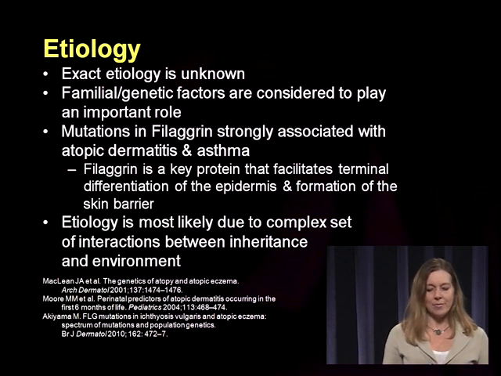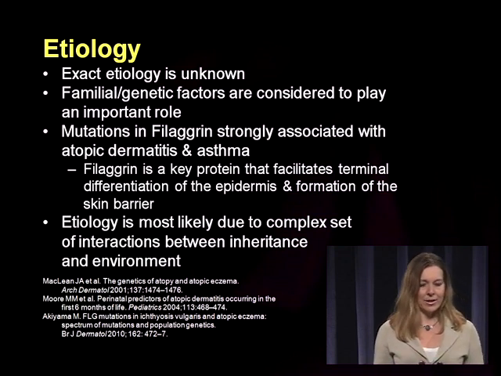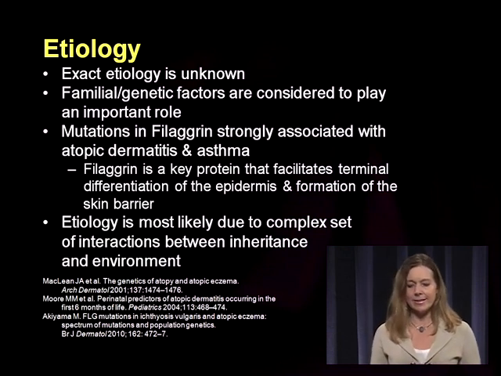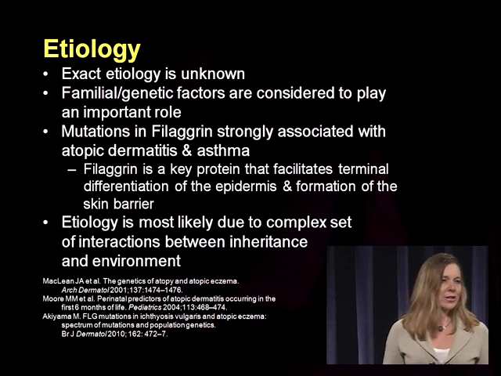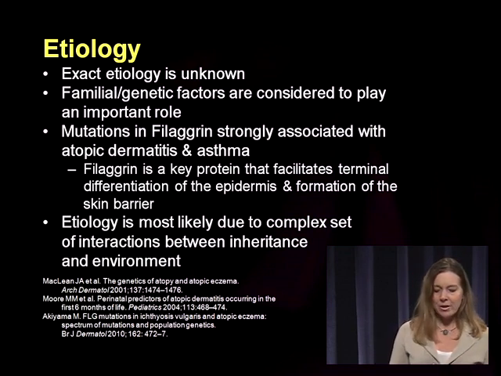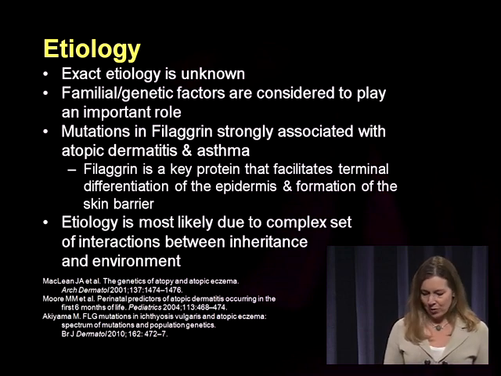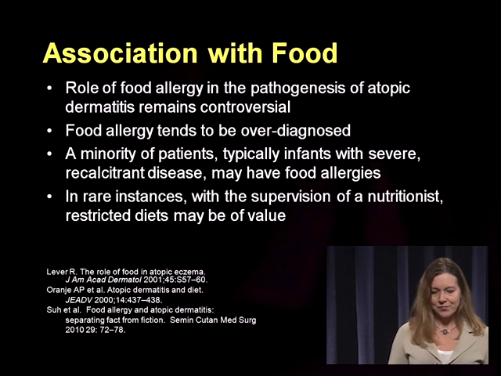As well, there have been numerous studies now that have shown that mutations in the filaggrin gene are strongly associated with both atopic dermatitis, asthma, and ichthyosis vulgaris, which we'll talk about a little bit later. Filaggrin is an important protein in the formation of the stratum corneum, which is responsible for the barrier function of skin. It's believed that the etiology of atopic dermatitis is really due to a complex interaction between these genetic factors as well as environmental factors.